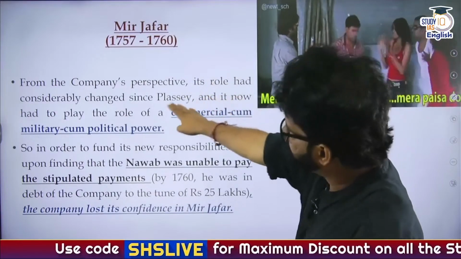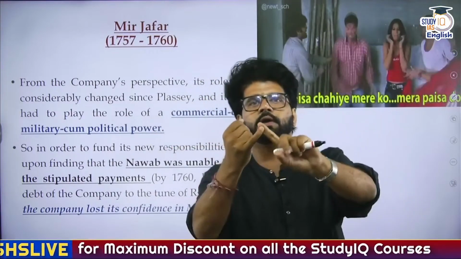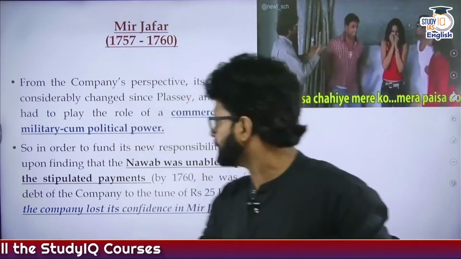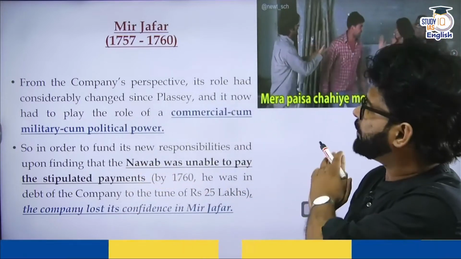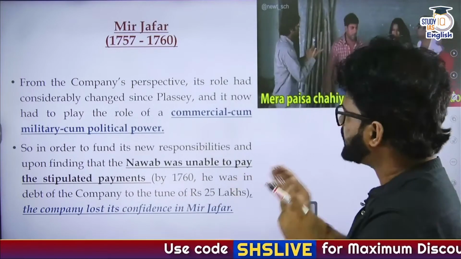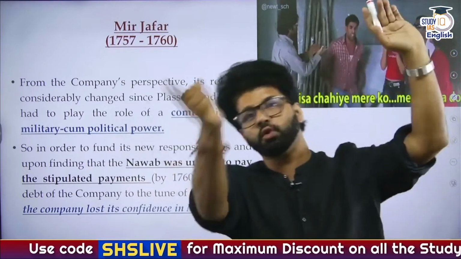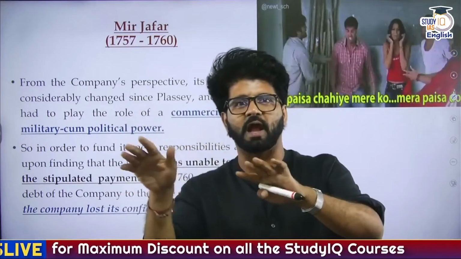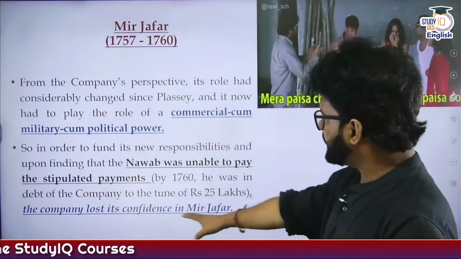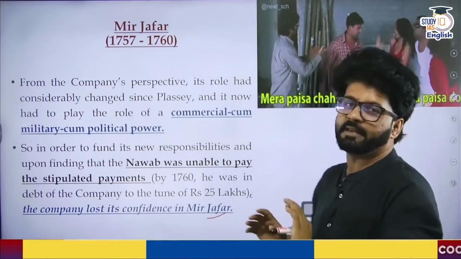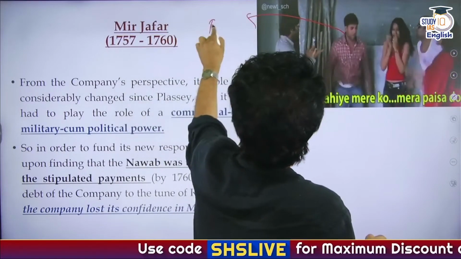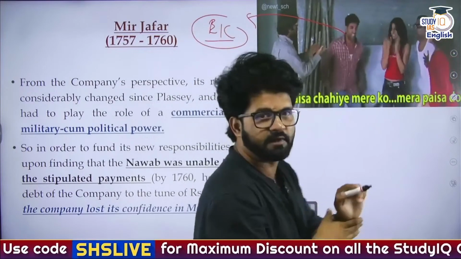From the company's perspective, its role has considerably changed. It's no longer only a commercial power, it's a commercial, military, political power. So in order to fund its new responsibilities, and upon finding that the Nawab was unable to pay the stipulated payments, by 1760, you can see how much they had to pay. 25 lakhs in those times. If you do the current calculation, what is the value of this 25 lakhs in present times? That would be a huge number. The company lost its confidence in Mir Zafar, and they were like, dude, this is the EIC, we want our money, please give us our money.